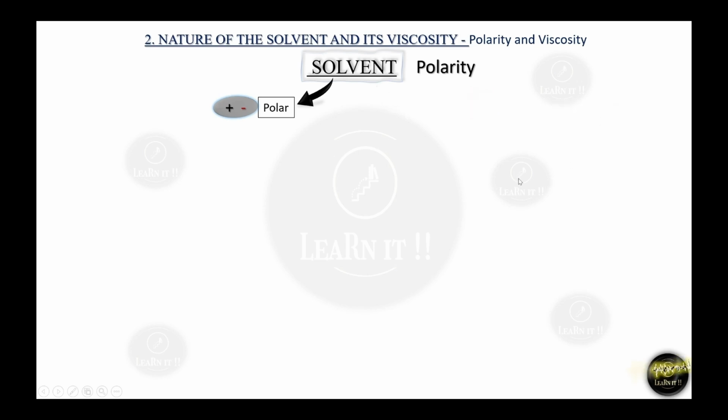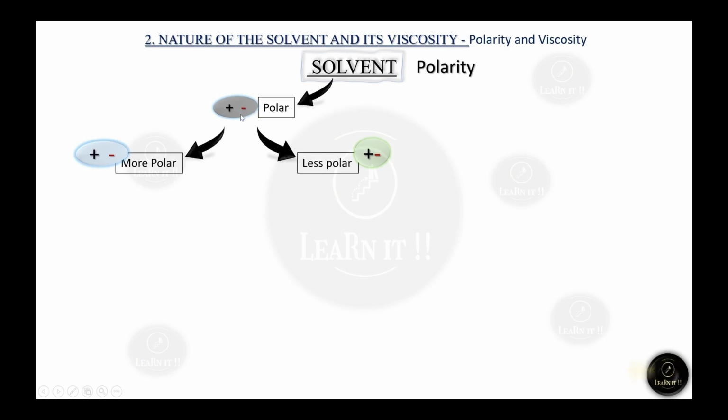So in polar solvents there are two types. First one is more polar solvents, second one is less polar solvents. Even though the charge separation is there in polar solvents, in one there is more charge separation, in the other there is less charge separation. Examples for more polar solvents are water and DMSO. DMSO means dimethyl sulfoxide. This is the structure. Less polar solvents are acetone and alcohol. So we are going to discuss with the polar solvents because ionic compounds do not dissolve in non-polar solvents.